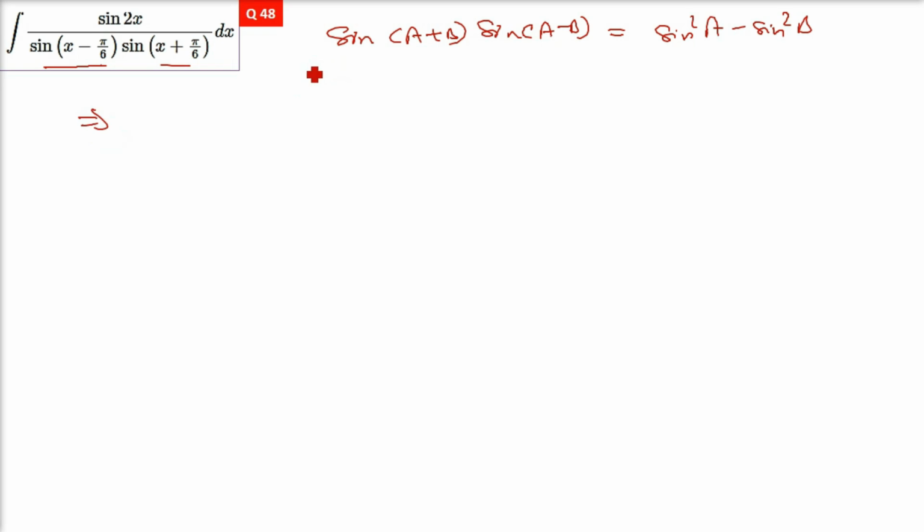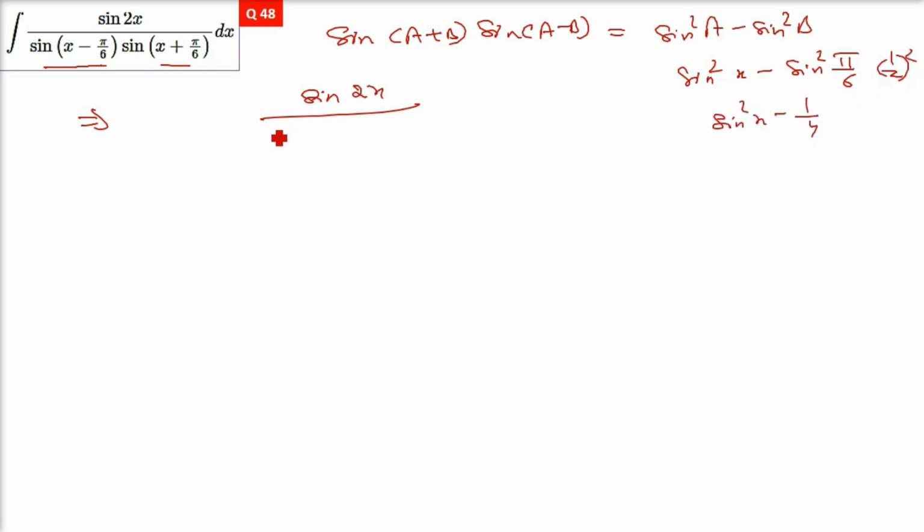So the integration sign and dx will always remain. I'm not writing it, but that doesn't mean you will not write it. You're going to write it all the time. This is just for your explanation or understanding of the logic. Sin 2x is in the numerator. Sin a plus b into sin a minus b will give you sin square a minus sin square b. This is sin square x minus sin square pi by 6. I told you sin pi by 6 is half, because sin 30 degrees we are talking about. Sin 30 degrees is half. Half square is 1 by 4. So sin square x minus 1 by 4 in the denominator will come. Okay, now it has become so easy. Sin square x will directly give you sin 2x. That you already know. So that is what we are going to use. Sin square x minus 1 by 4.